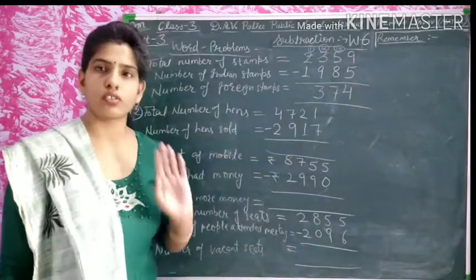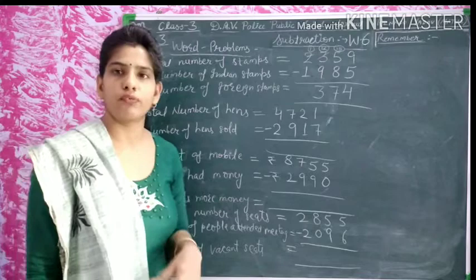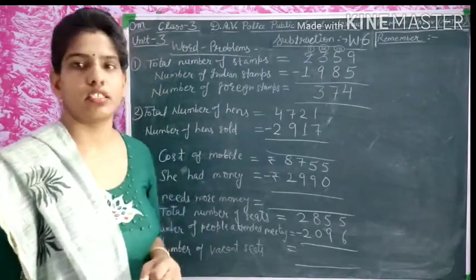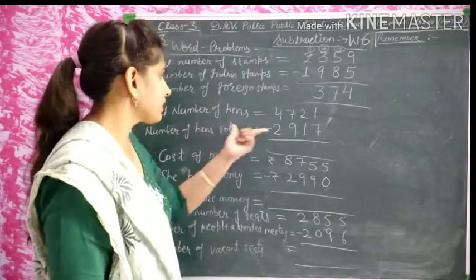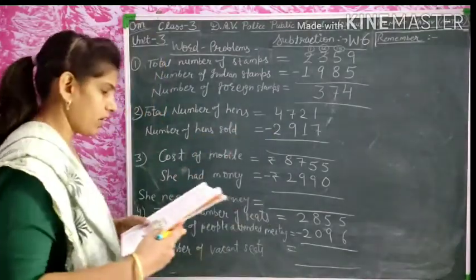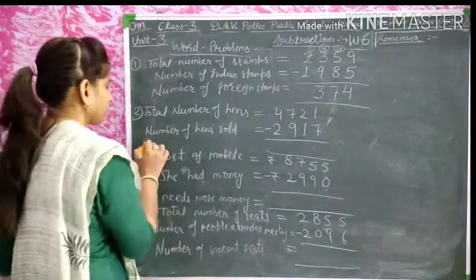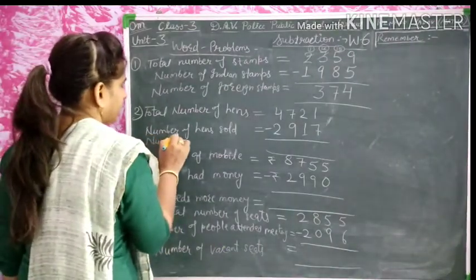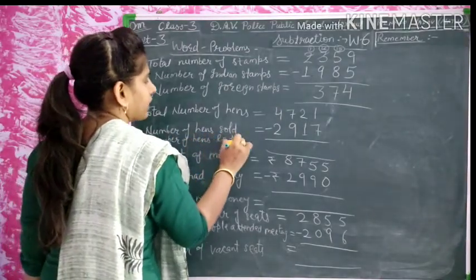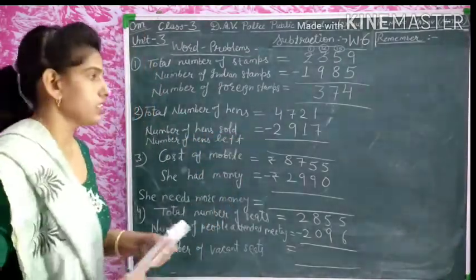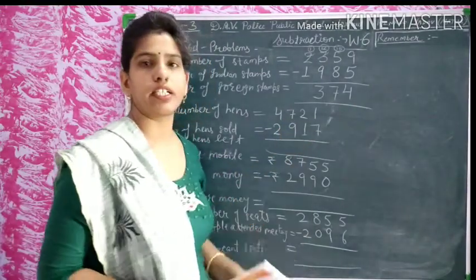Some hens are sold out, but some are remaining, some are left here. Now we have to calculate the number of hens sold, and we have to calculate the hens that were left. Number of hens left. How many hens were left there? Some hens were sold out, so we will take the difference here.